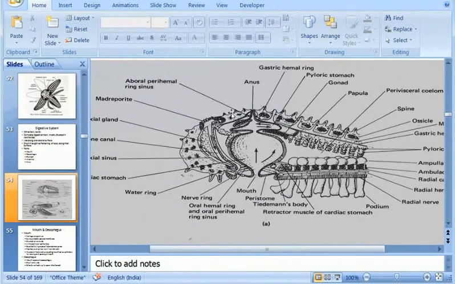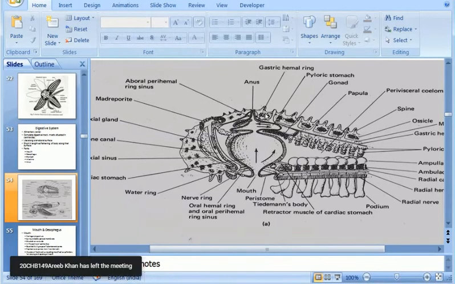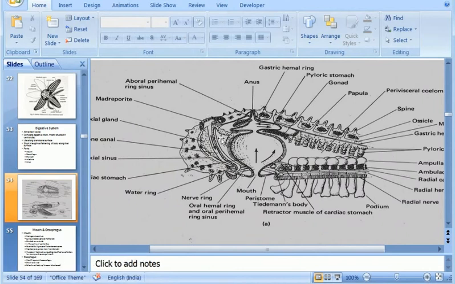There are five arms all around. So for the sake of simplicity and better understanding, only one part is shown here. So here you see, this is the complete digestive tract. It is present on the oral aboral axis. This is the oral part and this is the aboral part. Other structures are also visible in this. They are part of another system. For example, this all is water vascular system. We are not concerned with that here at this point.